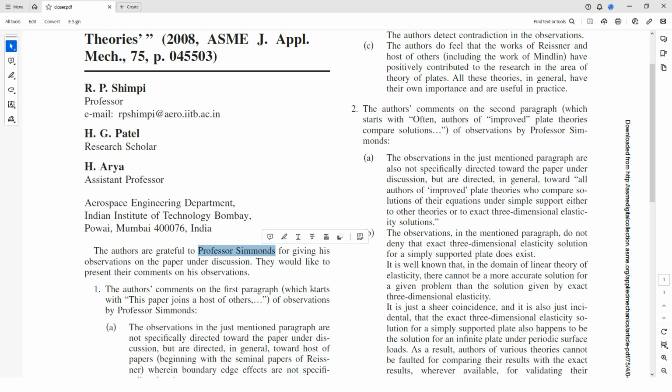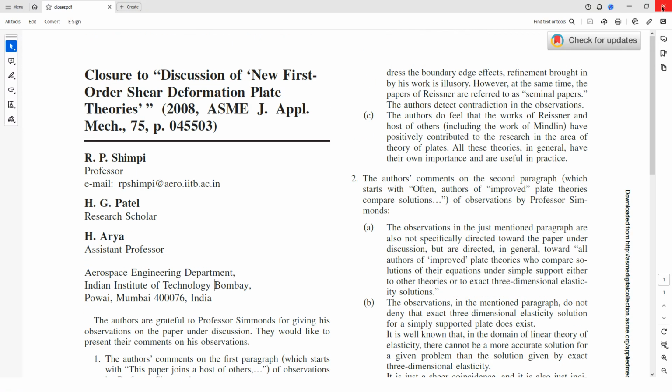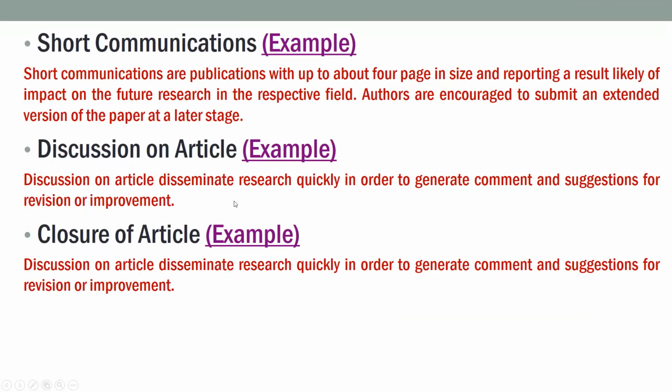This is Professor Simmons, right? So Shimpi, Patel and Arya, these authors have addressed the queries or observations of Professor Simmons on that particular article. So if anybody publishes any discussion article on any paper, it is the responsibility of the original authors to close those queries, and that can be published as a closure of article. So discussion on article is also a research publication. Closure of that article is also a research publication.